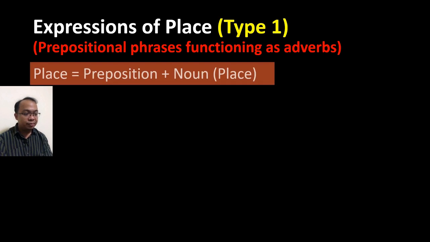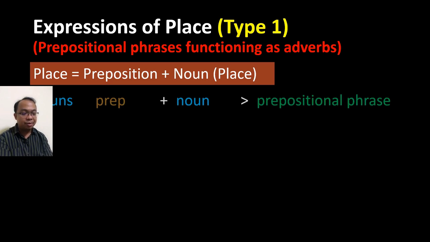Let's see. When we want to create a place expression, first of all, the formula is that we just need to find one preposition, and then find a noun that has got place related meaning. Okay, place related meaning. For example, like school. School, is it a noun? And look, does it have location related meaning? Yes, of course. Location related or place related meaning, right? School. So this is the formula for creating a place expression.